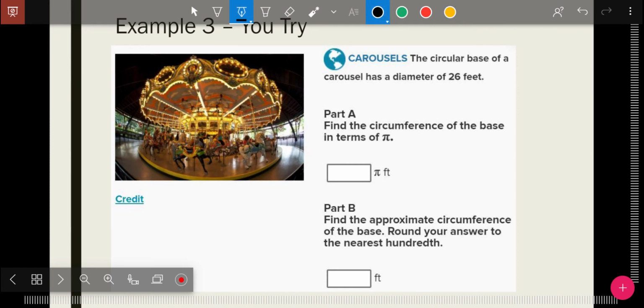All right, hopefully in pi that you got that it was 26 pi units long. Right? Or if you type that into a calculator, that'd be 81. It says nearest hundredth, so 81.68 feet.